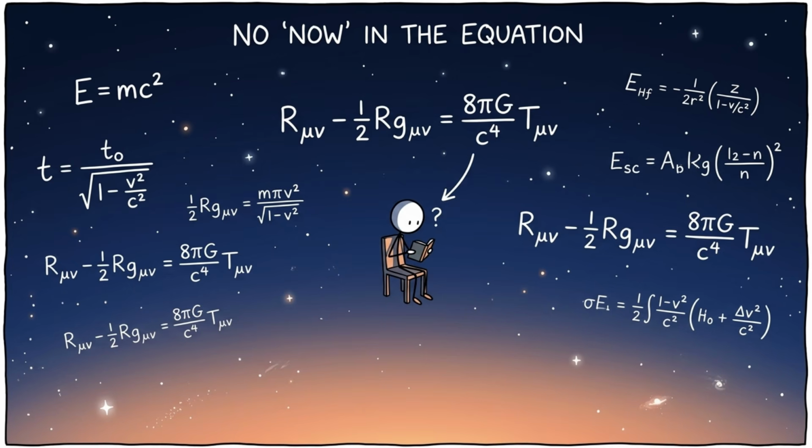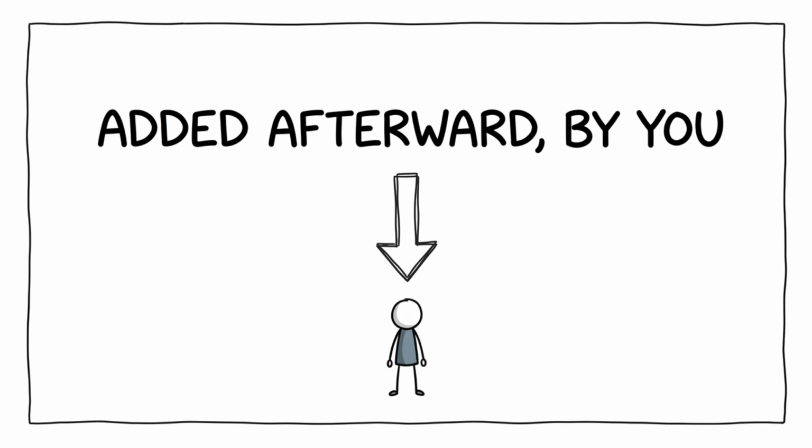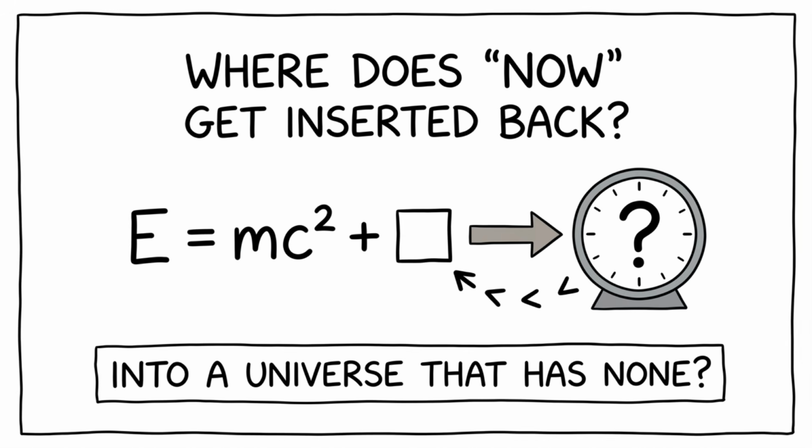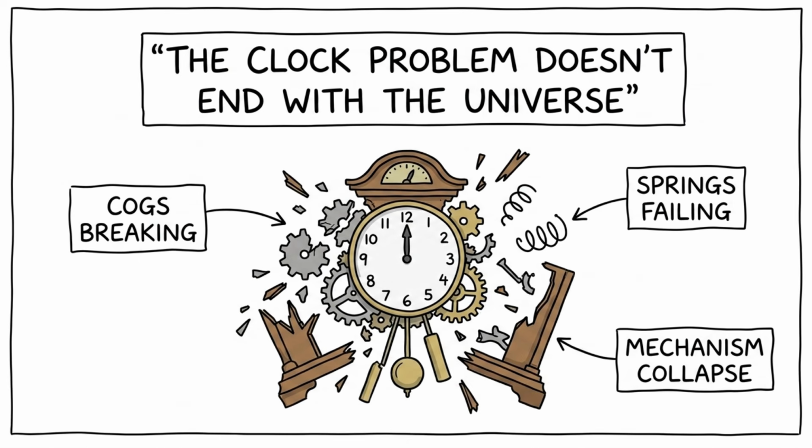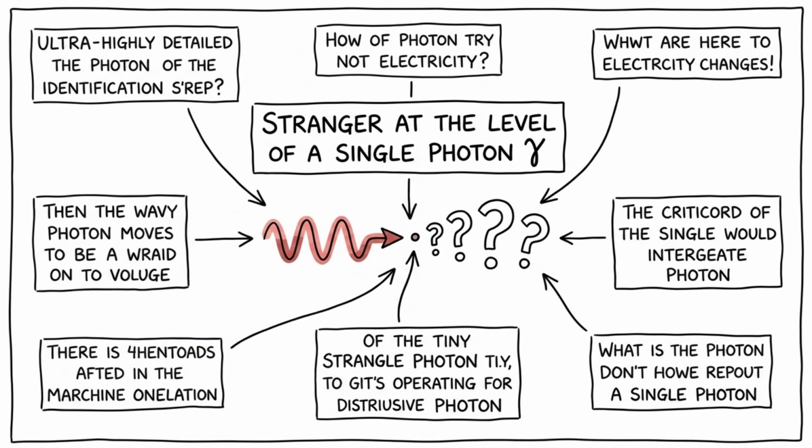If the deepest equation we have for the whole universe contains no now, then the sensation you're having reading this sentence of a present moment sliding forward isn't in the fundamental description of reality anywhere. It's something added afterward, by you. So where exactly does now get inserted back into a universe that mathematically has none? The clock problem doesn't end with the universe as a whole. It gets stranger at the level of a single photon.